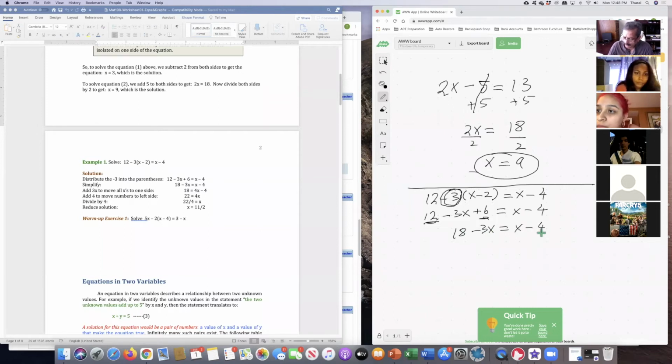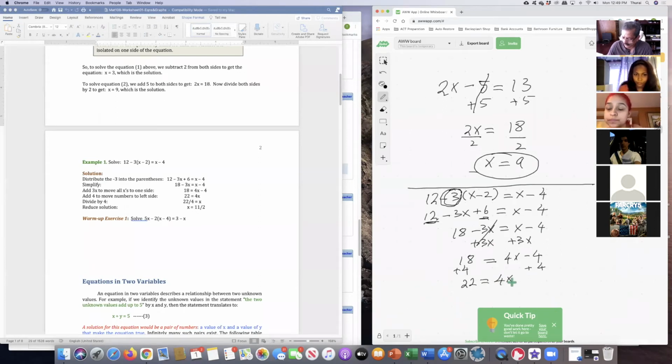Now you need to bring all the x's to one side and all the numbers to the other side. It doesn't matter which goes to which side. I'm going to add 3x to move all the x's to the right side. So that gives me 18 equal to, these cancel out, 4x minus 4. I'm going to add 4 to both sides to move the 4 to the left. So I have 22 equal to 4x.